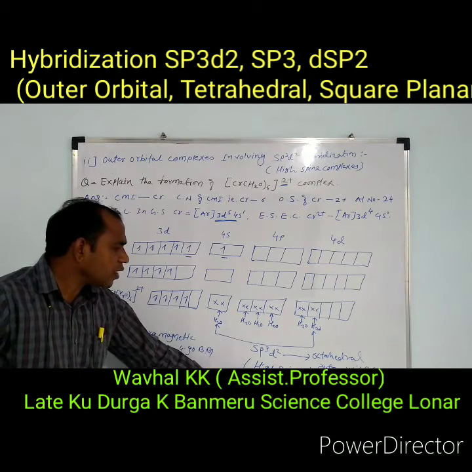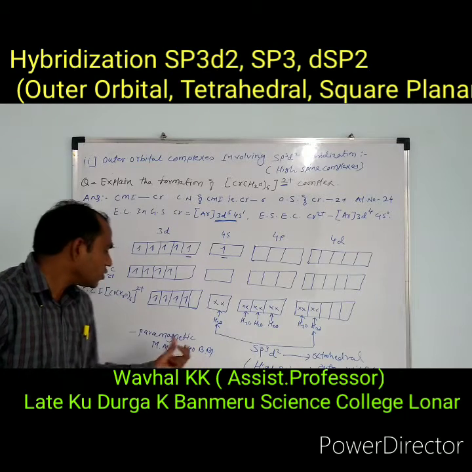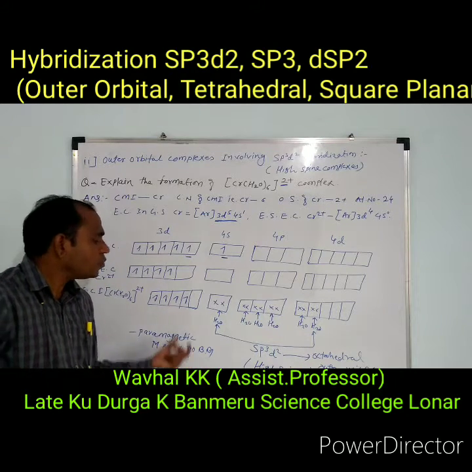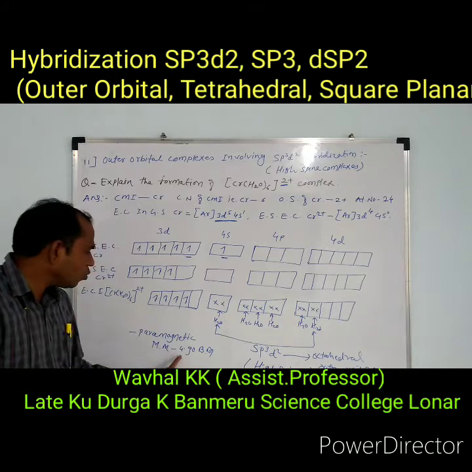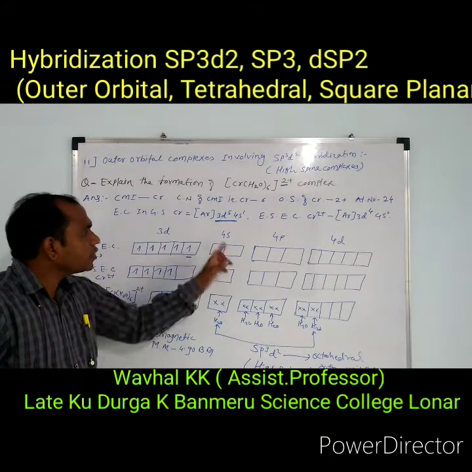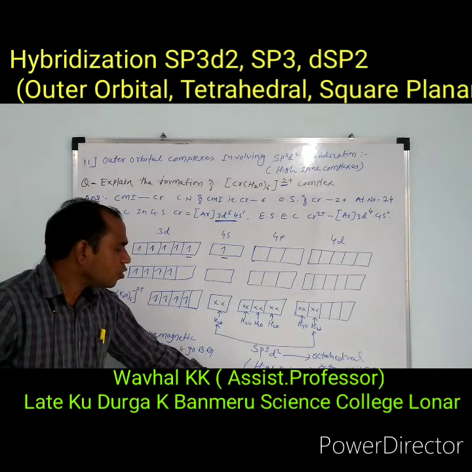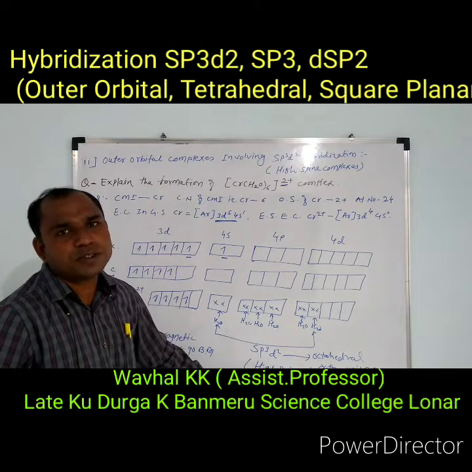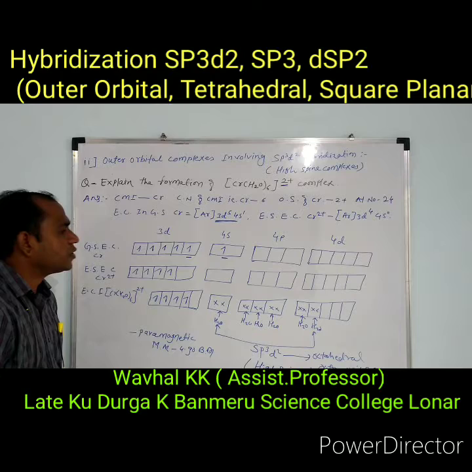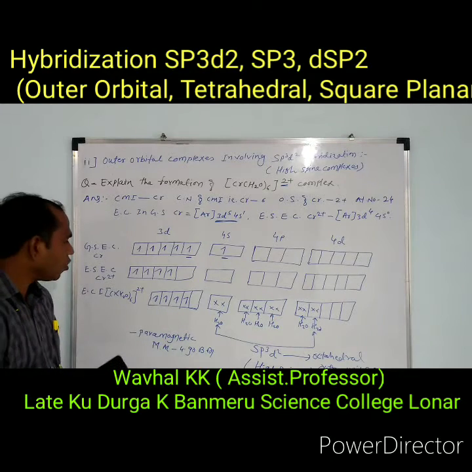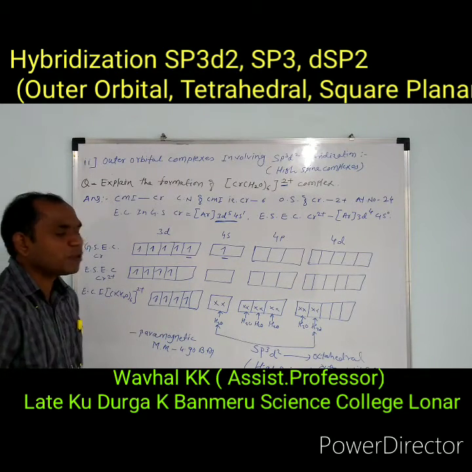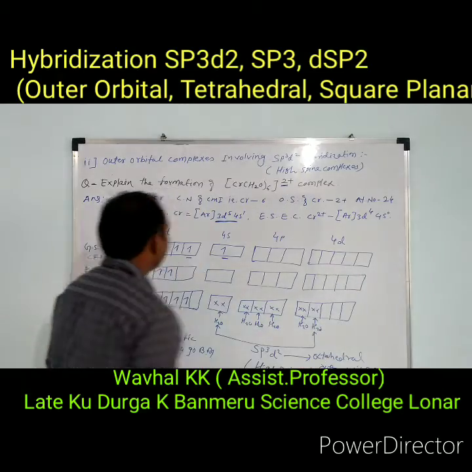This complex is called a high spin complex because the magnetic moment of the free metal ion is also 4.90 BM, and in the complex it also shows 4.90 BM. Hence, this complex is called a high spin complex. Then lastly, the structure of this complex is octahedral in nature.